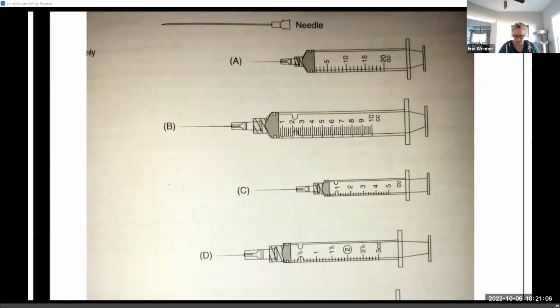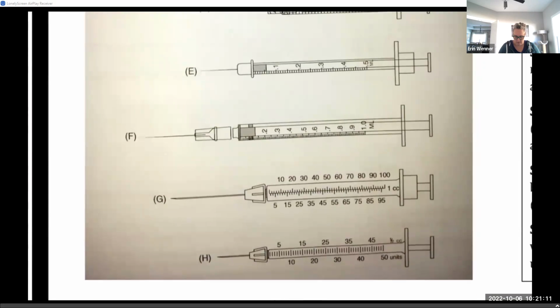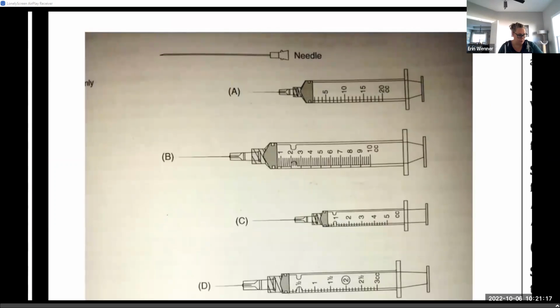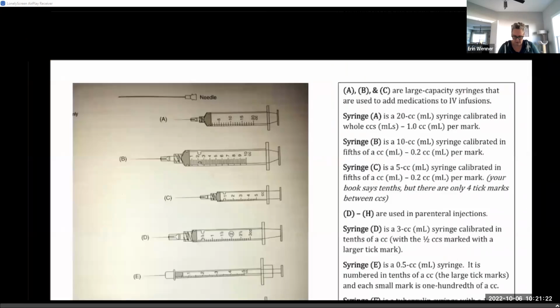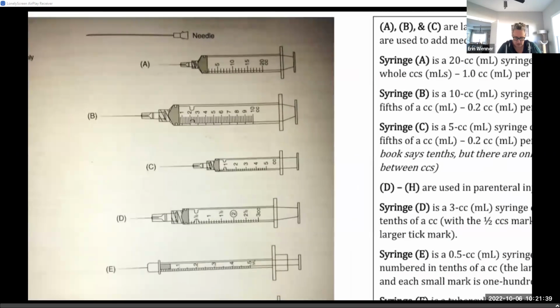Now, this diagram has all of our syringes laid out on it. This is a scan from your textbook. So, let's zoom out. What I've got here is the images of the syringes on the left-hand side and the description of the syringes on the right-hand side. So syringes A, B, and C, which if you zoom in on these, A is a 20 cc syringe, B is a 10 cc, and C is a 5 cc syringe.